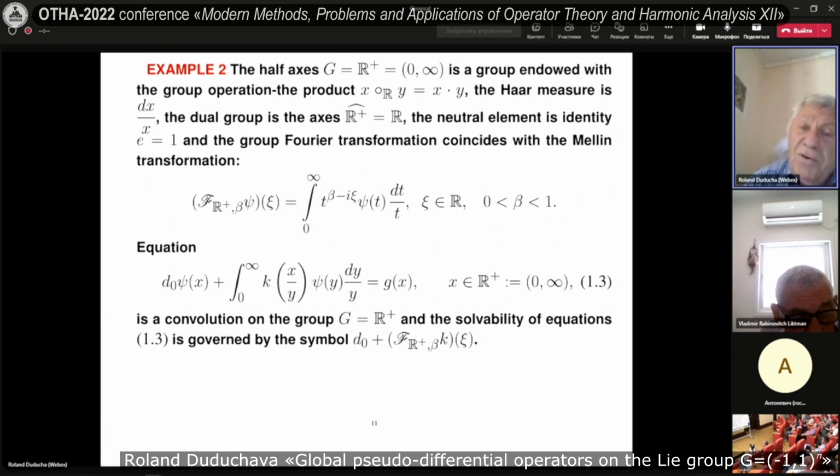Another example of group convolutions and Fourier transforms is the half-axis. Here, the measure is dx divided by x. The Fourier transform in this case coincides with the Mellin transform, and the convolution is the integral equation with ratio of arguments. And again, the symbol here, which is the Mellin transform of the kernel, governs the solvability of this equation.